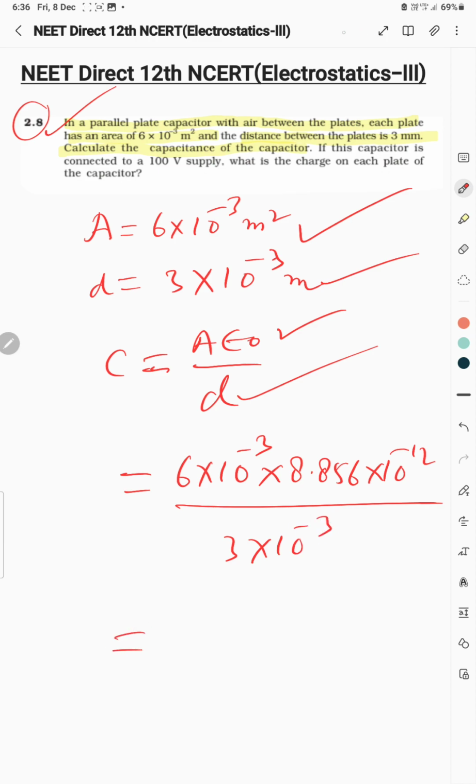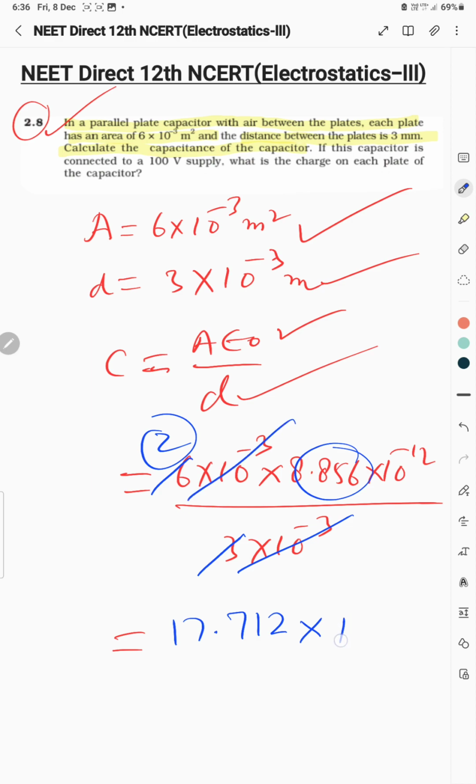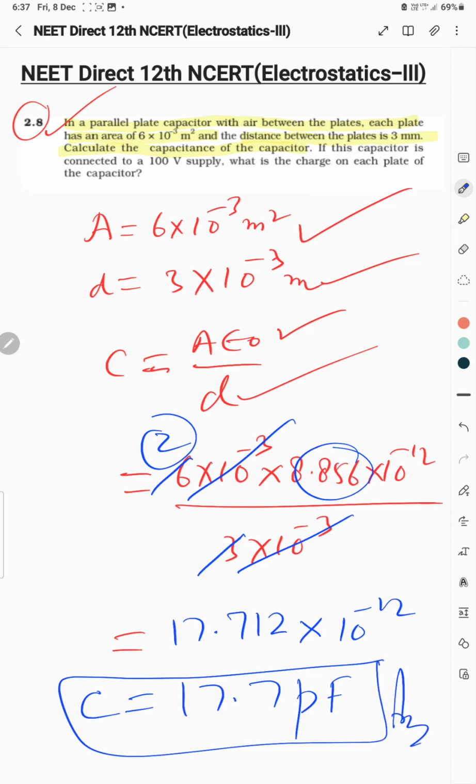Now let's simplify it. 3 twos are 6. Now this into 2, it is something like 17.712. Alright, now let's check, this also cancels, 10^-12. So it is now 17.7 picofarad. So this is the capacitance of this parallel plate capacitor.